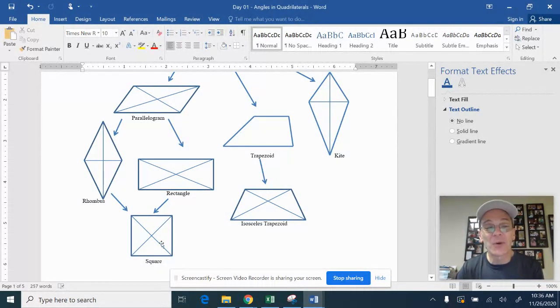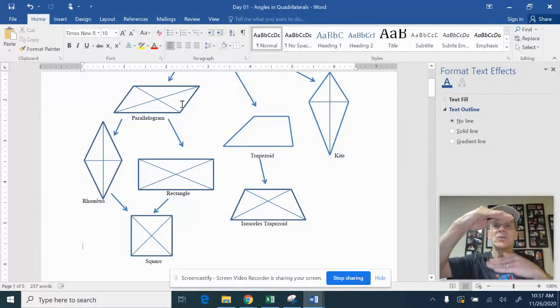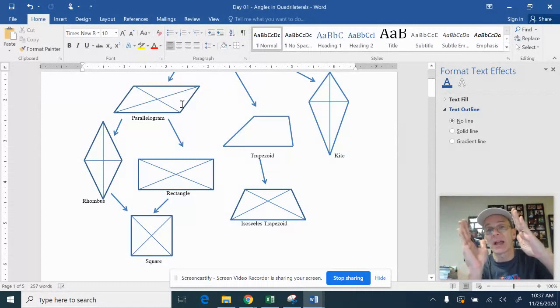And rectangles and squares and rhombuses are all special kinds of parallelograms. And maybe you were never taught that, but you've probably heard the word parallelogram. And technically, what that means is any quadrilateral that has two pairs of parallel sides. So these two sides are parallel, and these two sides are parallel. As long as you have two pairs of parallel sides, you can call the figure a parallelogram.